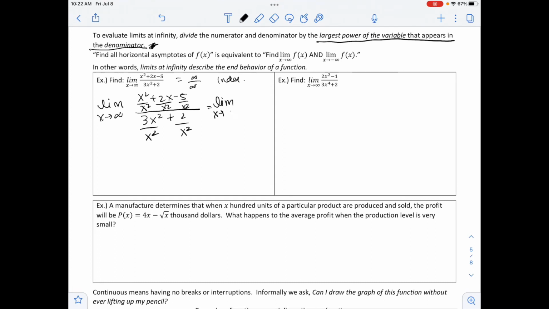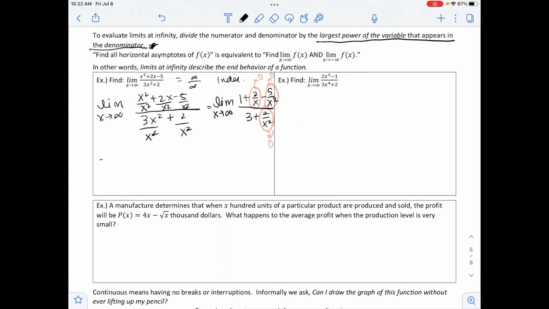From here, I'm going to simplify this. So we have x squared over x squared, which is 1, plus 2 over x minus 5 over x squared, all over 3 plus 2 over x squared. From here, I'm going to ask what the value of each of these is as we evaluate the limit as x approaches infinity. You'll notice that 2 over infinity, so 2 over something really, really large, is going to go to 0. Likewise, 5 over something really, really large is going to go to 0. And 2 over something really large would also go to 0.